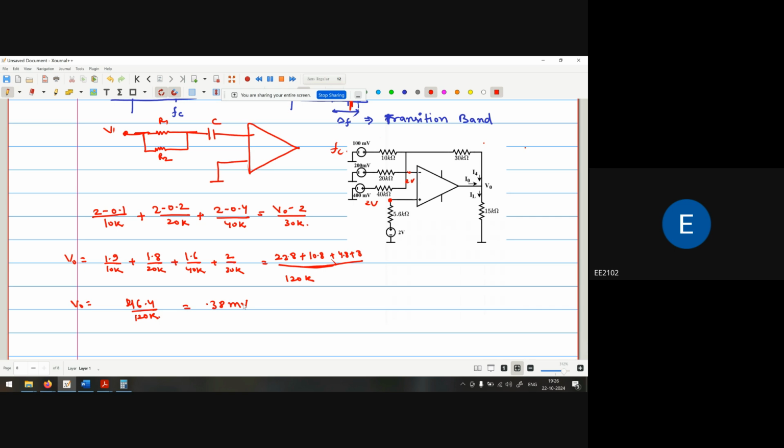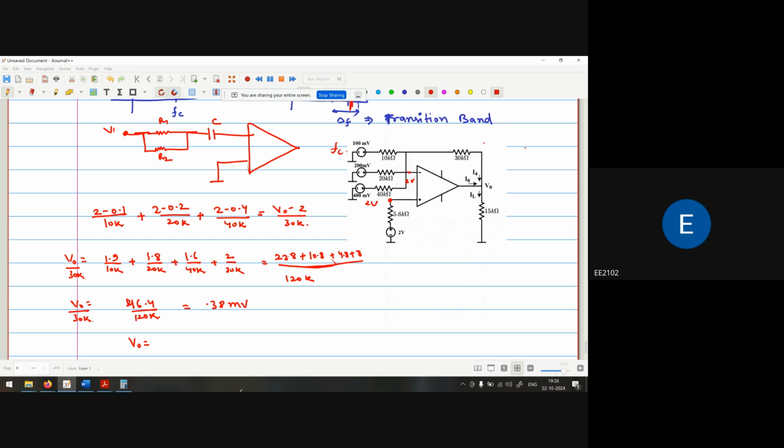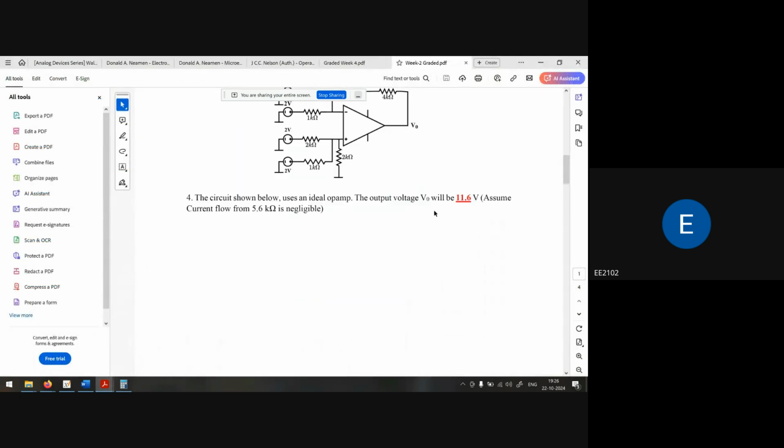Oh, sorry. That is V naught by 30. V naught by 30 is this one. What is the value of V naught? V naught is 11.6. So this is your first answer, 11.68.